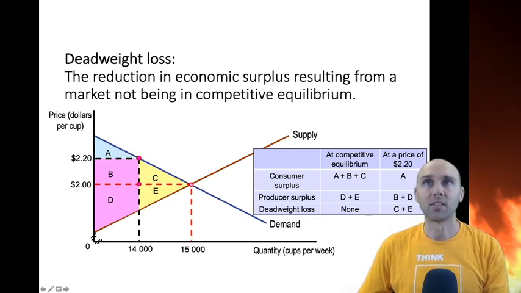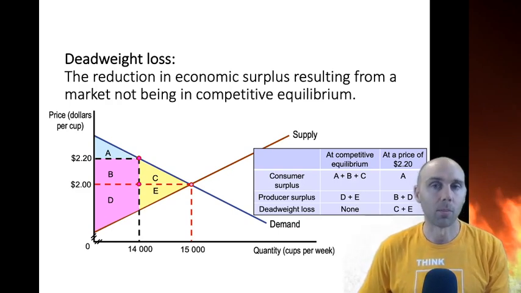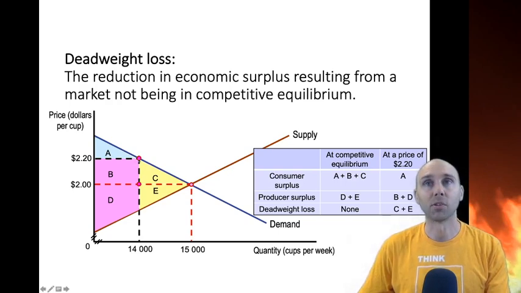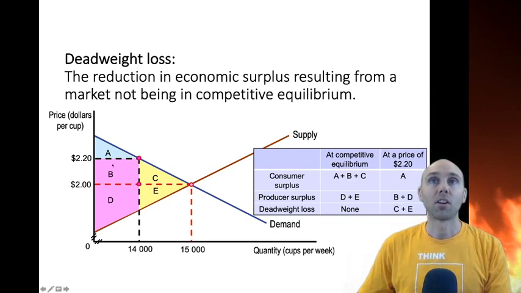Now, if we were in a situation where the market was not in its competitive equilibrium, for example, the price was not at $2, but say at $2.20, then we know that at this higher price, suppliers would love to be able to sell more, but they're not going to find enough buyers. In fact, the buyers limit the quantity traded in the market. We'll only have, in this example, 14,000 rather than 15,000 cups of coffee sold per week.